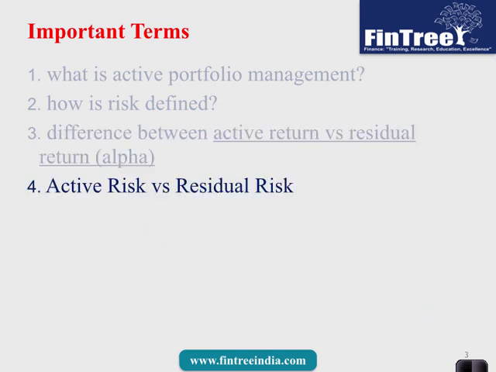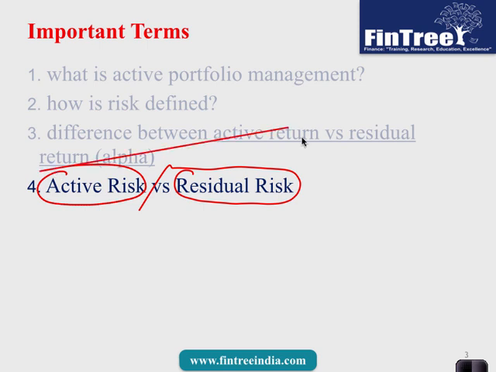The next concept is active risk and residual risk. Residual risk is simply the standard deviation of residual returns, and active risk is the standard deviation of the active returns. Now there are different interpretations available of these risks, but for this particular reading we will confine ourselves to this interpretation: residual risk is the standard deviation of residual returns, and active risk is the standard deviation of active returns.